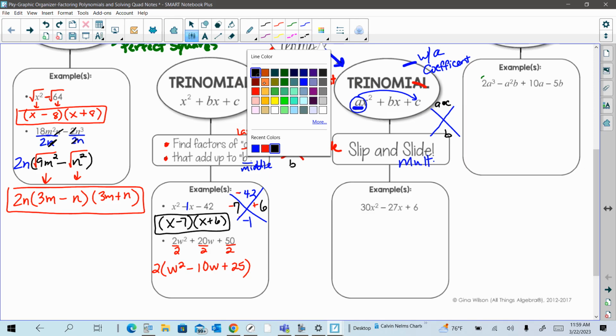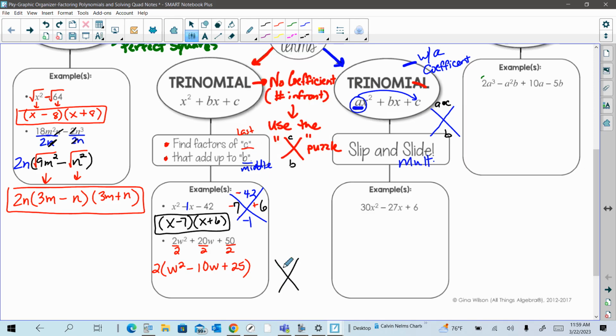So I can go back to this x puzzle. I'm going to just put it to the side here, and look at the last term, which is the 25, and go to the middle term, which is negative 10. So I'm looking for factors of 25. Oh, actually, it was plus 10. Sorry, that should be a plus. There was a plus right there. So plus 10. Factors of 25 with the sum of 10. So that's just 5 and 5.